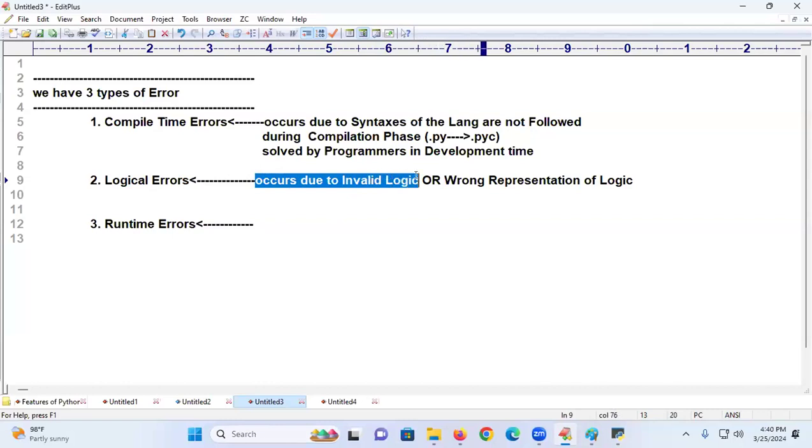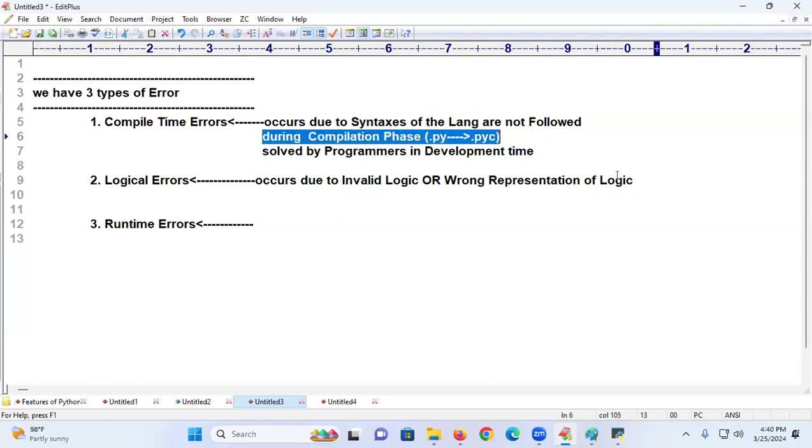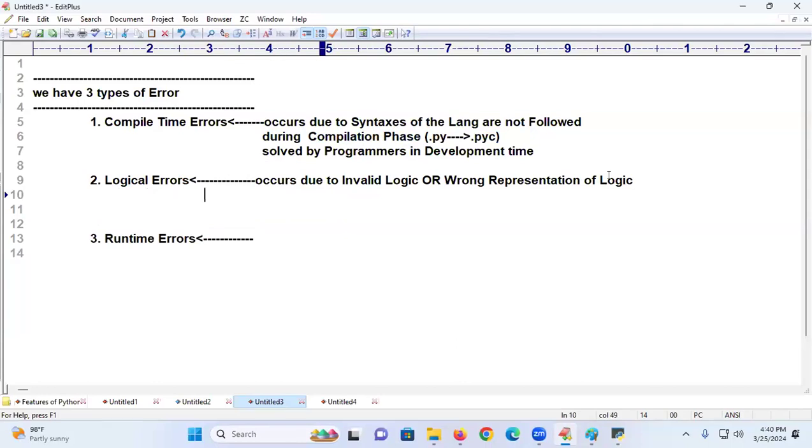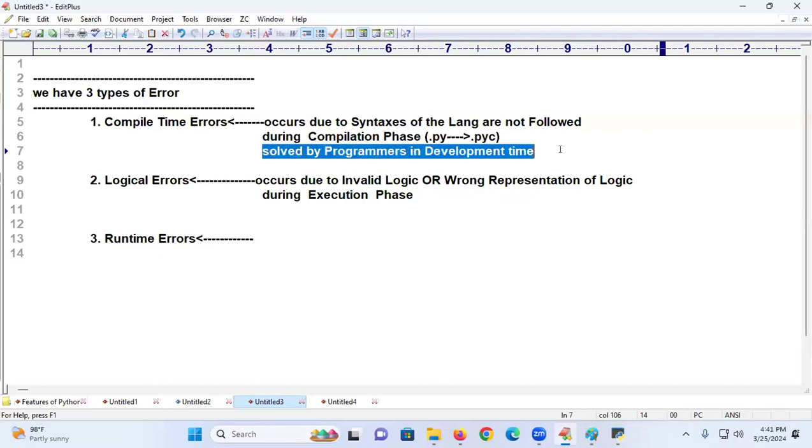Occurs due to invalid logic or wrong representation of logic. Why are these errors coming? During what time is it coming? Execution time. Compile time, no problem. During the execution phase, this bytecode is submitted to whom? PVM. PVM will read that bytecode and convert it line by line. Output is coming. These errors are given.